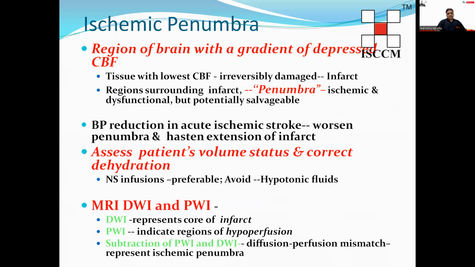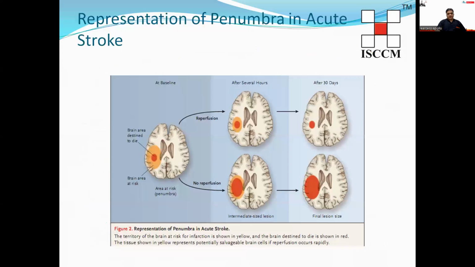BP reduction in acute ischemic stroke worsens the penumbra and hastens extension of the infarct. Assess the patient's volume status and correct dehydration by giving IV normal saline infusion, preferably avoiding hypotonic fluids. If feasible, do MRI with DWI, diffusion weighted image, and perfusion weighted image. Diffusion weighted image represents the core of the infarct, and perfusion weighted image indicates the region of hypoperfusion. Subtracting the diffusion weighted image from the perfusion weighted image gives the area of ischemic penumbra.